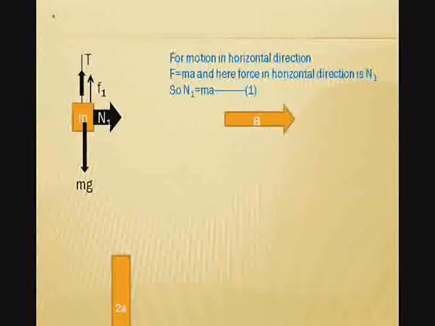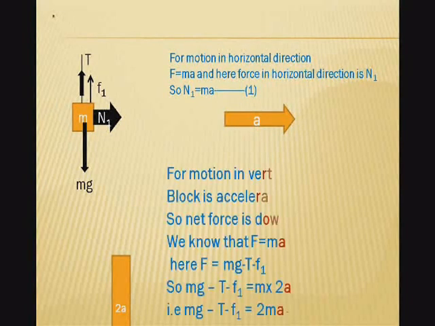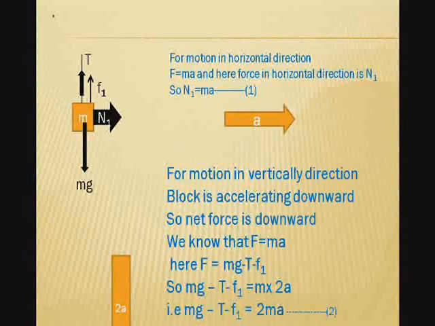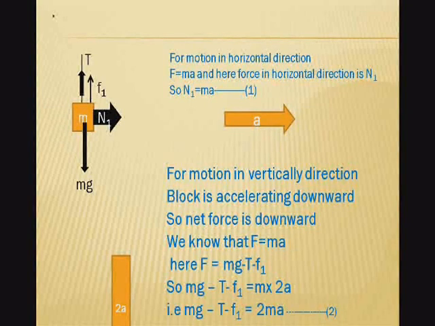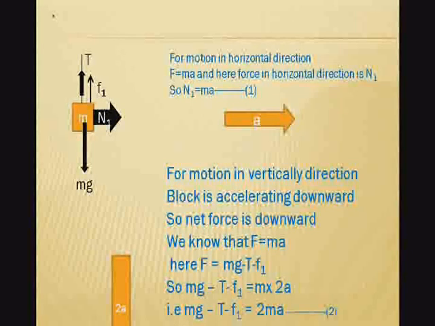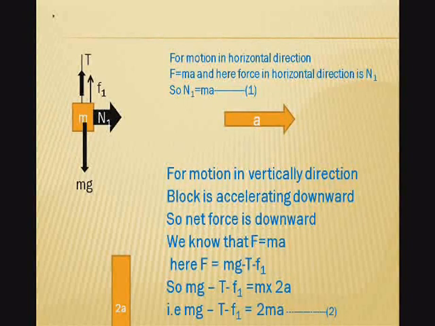and in the vertical direction three forces are acting, that is mg downward, T and F1 upward. So mg minus T minus F1 is the net downward force acting on this block. So we know that F is equal to ma, and the net force acting on this block is mg minus T minus F1. So F is equal to ma, and here the acceleration is 2a. So for the vertical direction the equation will be mg minus T minus F1 equal to 2ma. So this is equation 2.